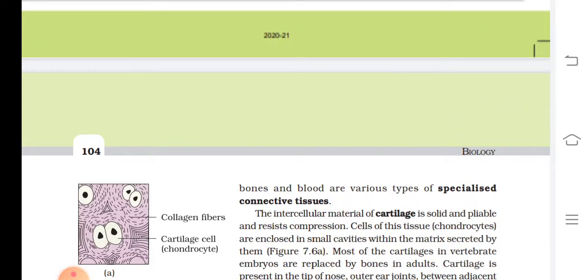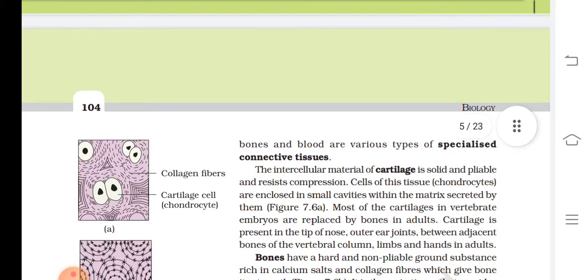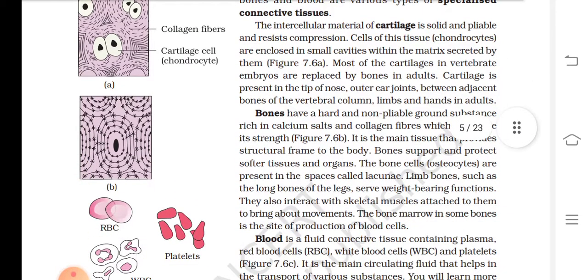Cartilage. Cartilage, bones, and blood are various types of specialized connective tissue. The intercellular material of cartilage is solid and pliable and resists compression. Cells of this tissue, called chondrocytes, are enclosed in a small cavity within the matrix secreted by them, that is given in figure 7.6a. Most of the cartilage in vertebrate embryos is replaced by bones in adults. Cartilage is present in the tip of nose, outer ear joints, between adjacent bones of the vertebral column, limbs, and hands in adults.